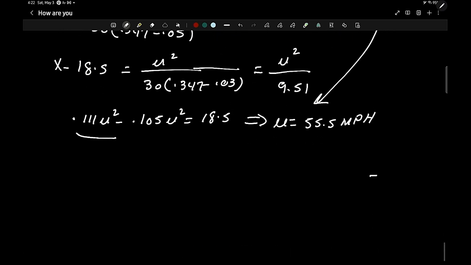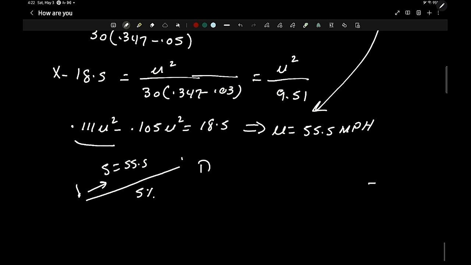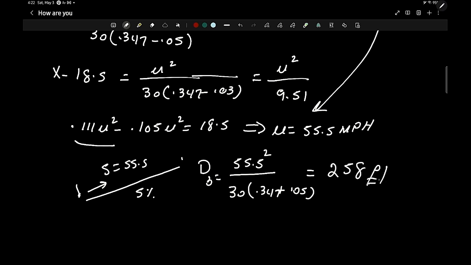And now we want to calculate going uphill. What if you go uphill right here at 5% at the speed of 55 miles per hour, and you slam on the brake right here? How long a distance is it going to take you? So the braking distance dB is going to be u squared, which is 55.5 squared divided by 30 times (0.347 plus 0.05), and that will give us 258 feet. That's it. You have a great day.